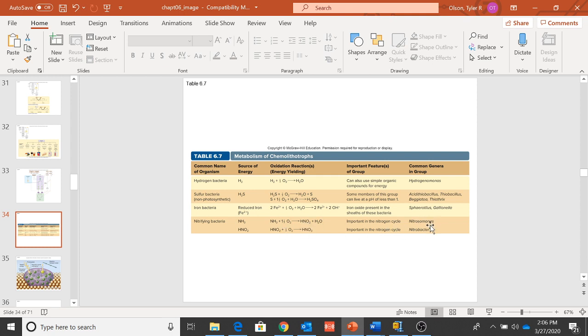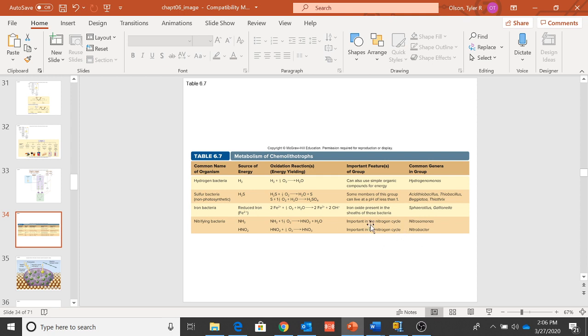And so you have Nitrosomonas and Nitrobacter. These are common nitrogen bacteria. You can find these in the soil. These are what help plants actually get nitrogen that's usable. So you could talk about some of these guys. Nitrosomonas and Nitrobacter, again, are found in the soil. Those are ones that you could find.